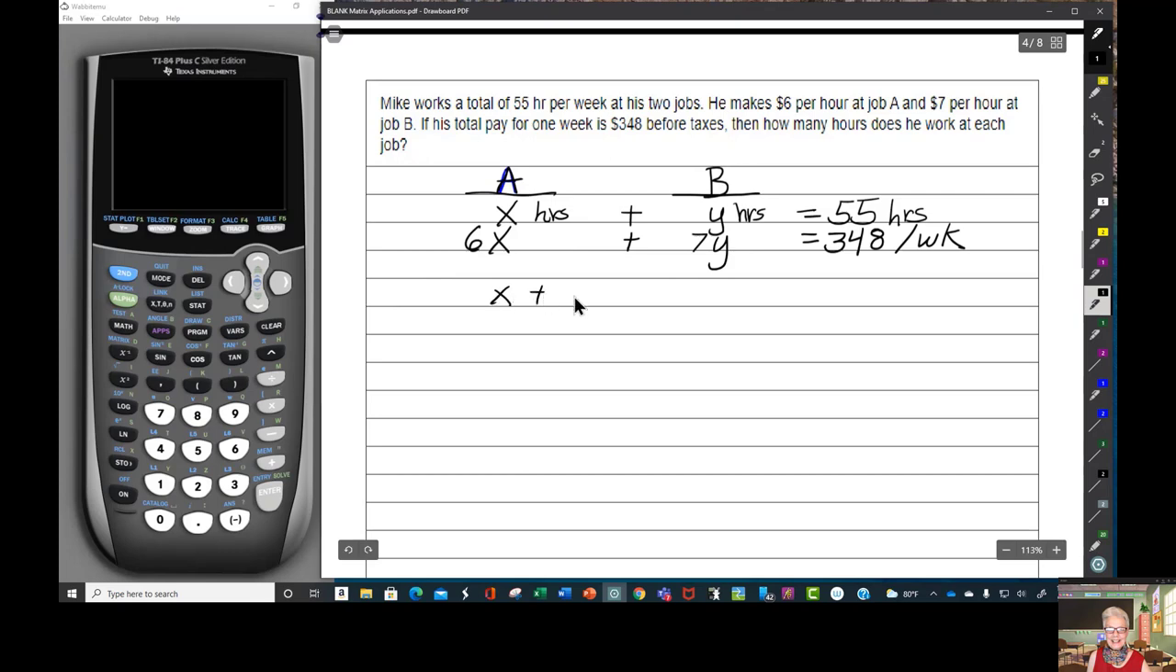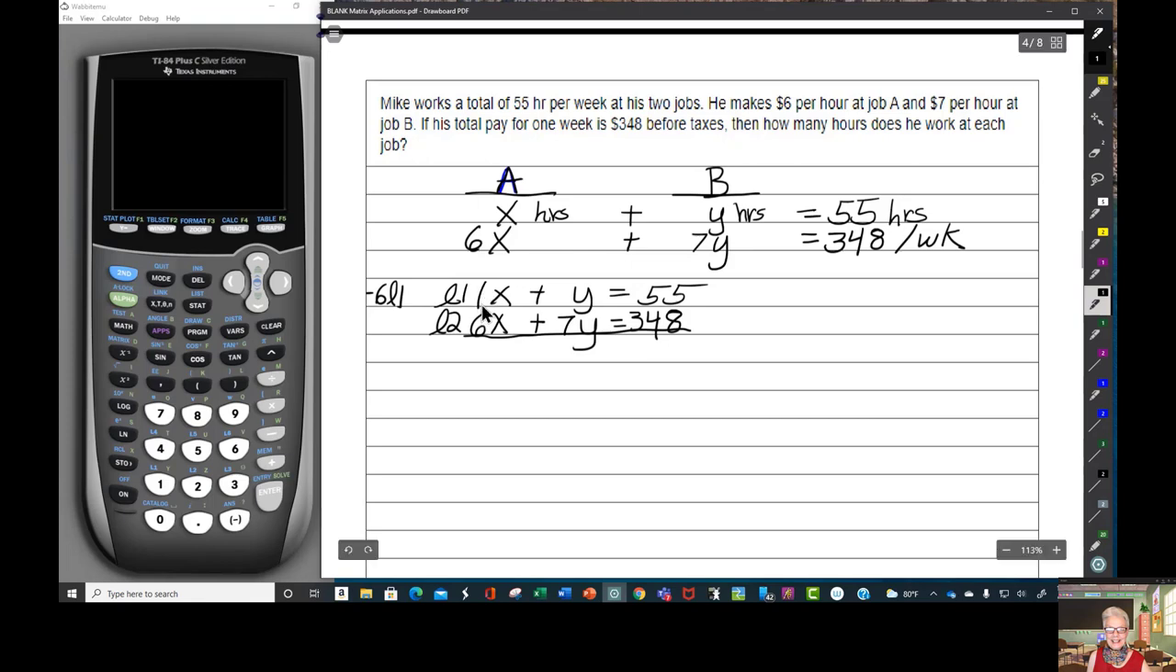So now I have two equations. I have X plus Y equals 55, and 6X plus 7Y equals 348. Now, how many hours does he work at each job means we have to solve for X and solve for Y. So I recommend, since elimination is a little bit easier, I think, at least it's more clear, I am going to multiply line one by negative 6.